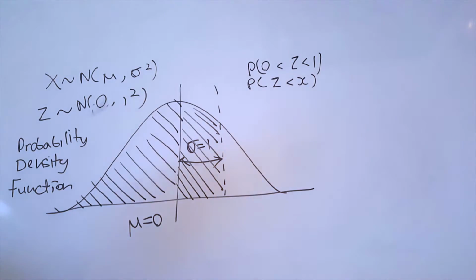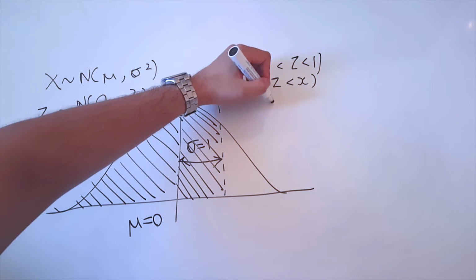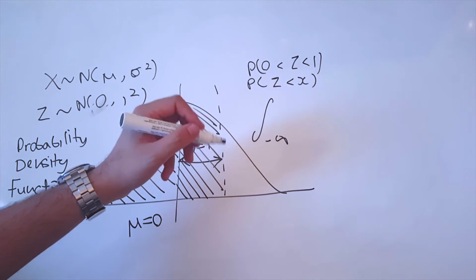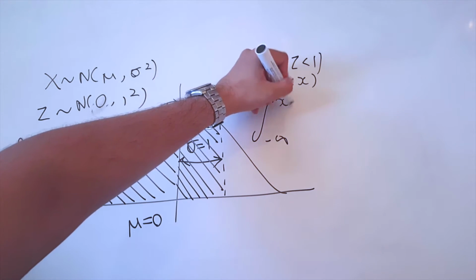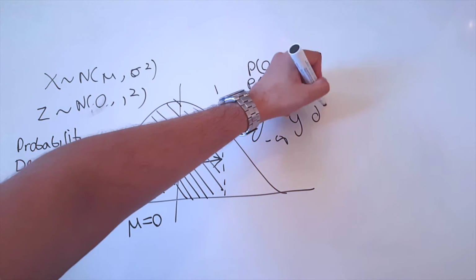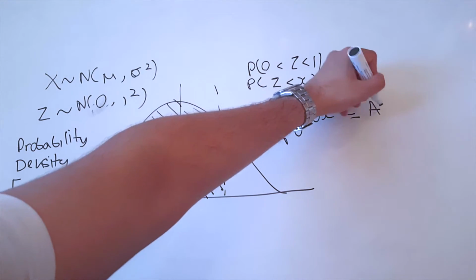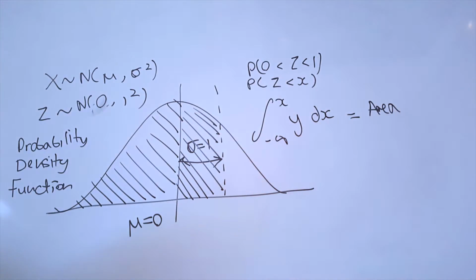But let's say we wanted to find the probability that our variable z is less than some x value. That would be the region shaded all the way from negative infinity. So we can take the definite integral from negative infinity to our variable x of our function y with respect to x, and that gives us the area. And remember that for this type of function, the area is going to be that probability.